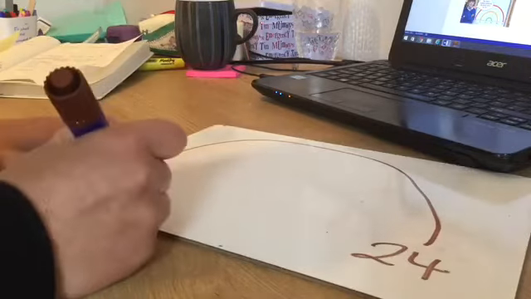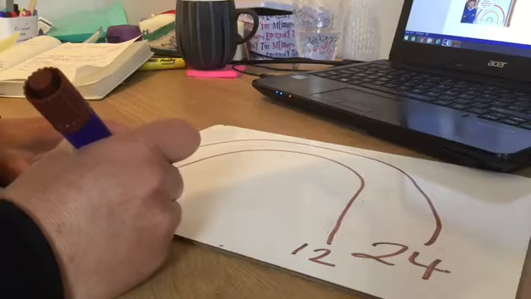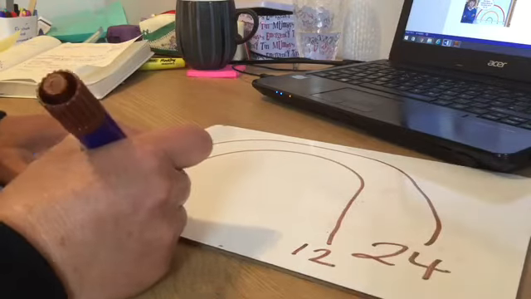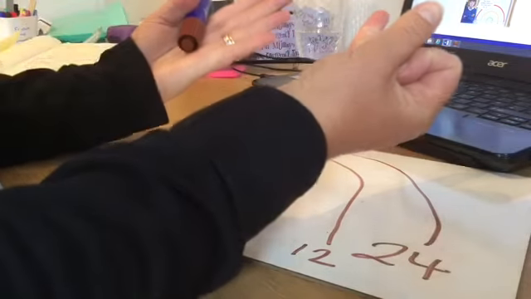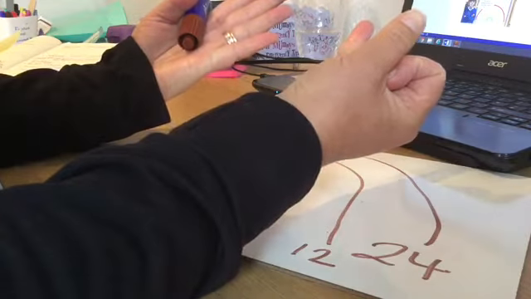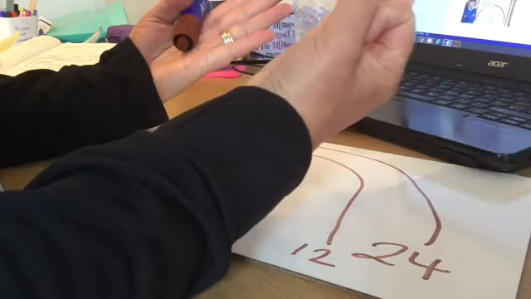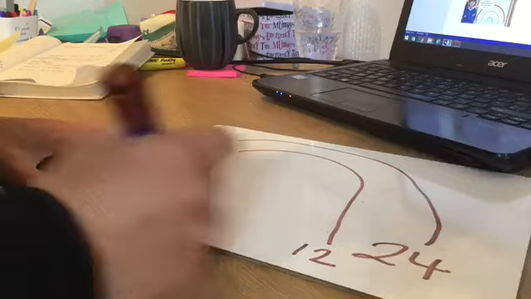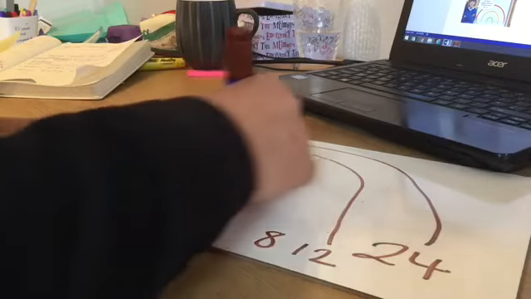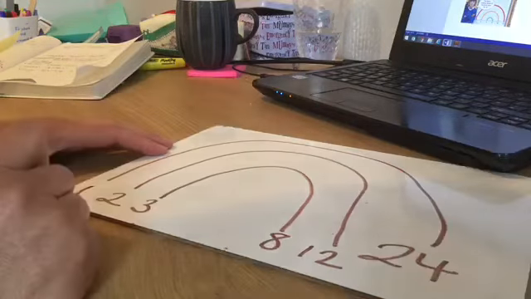Okay, does 3 go into 24? Now I need to know my 3 times table for this. So 3, 6, 9, 12, 15, 18, 21, 24. It does. And it goes in 8 times. So 3 and 8 are factors of 24.